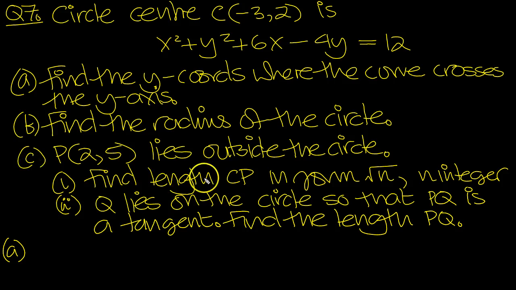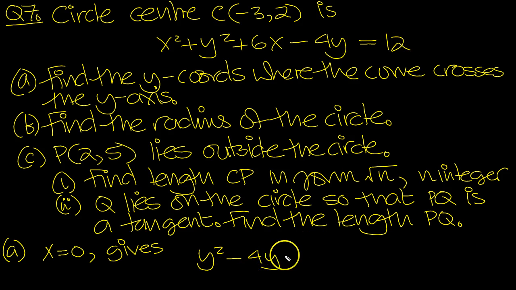Okay, so here's the question in summary form then. Let's have a look at it here. Find the y-coordinates where the curve crosses the y-axis. Well, when x is equal to 0, this will give the y values, won't it? So we'll get y squared, this is 0 again, minus 4y, and then move the 12 over, minus 12 equals 0.